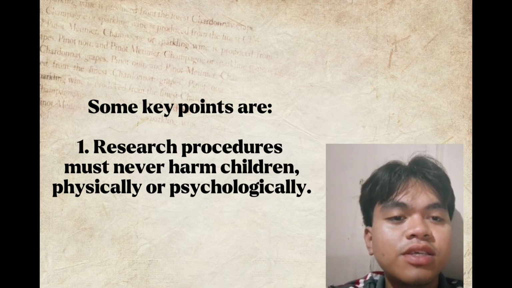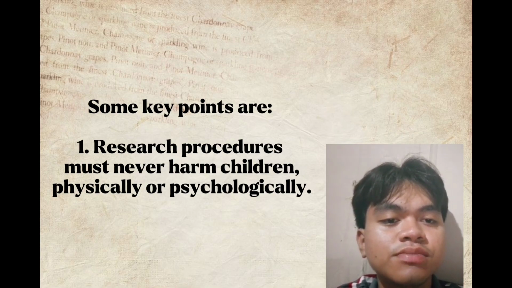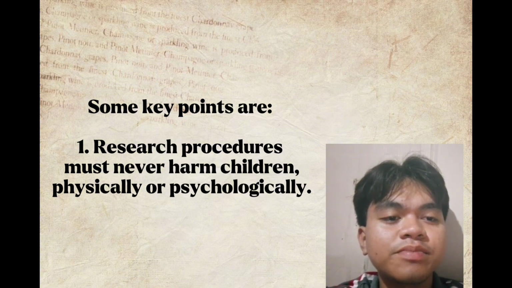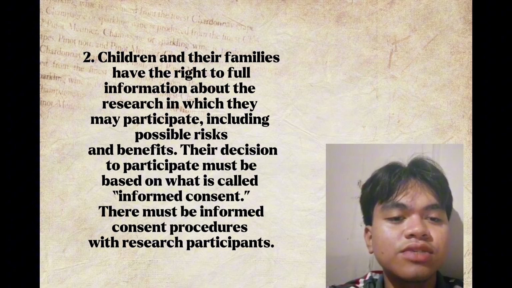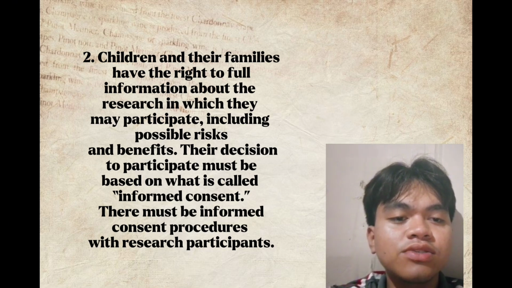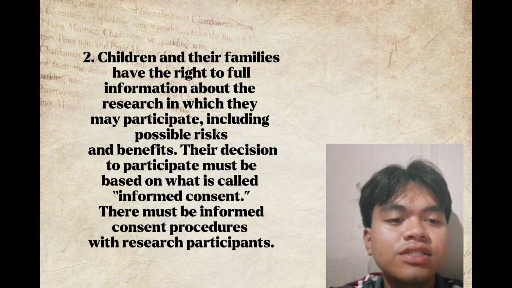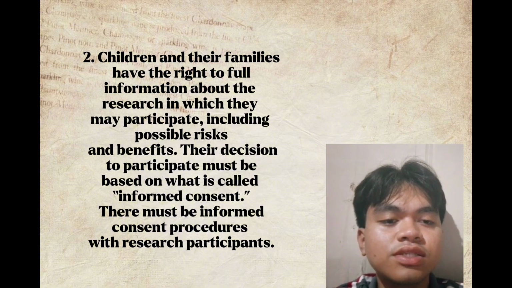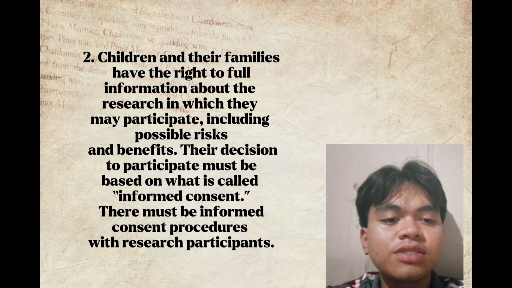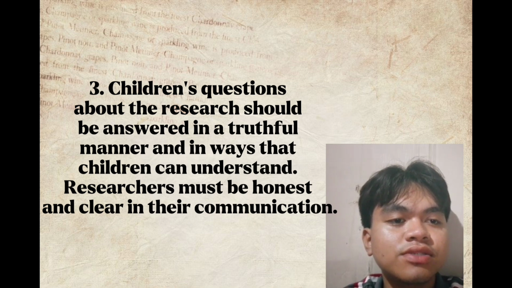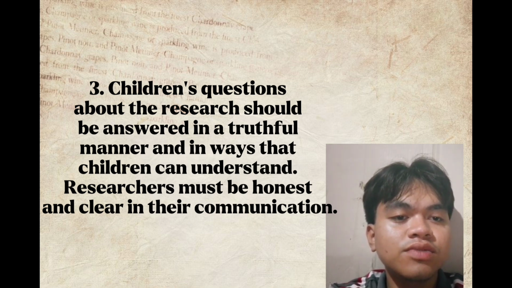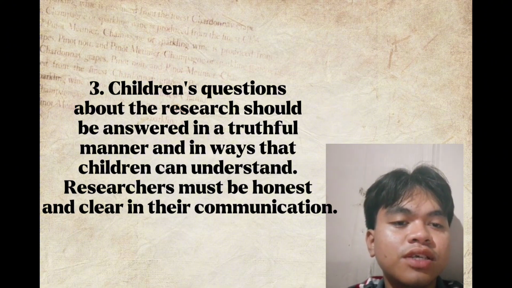Ethical principles. Some key points: research procedures must never harm children physically or psychologically. Children and their families have the right to full information about the research in which they may participate, including possible risks and benefits. Their decision to participate must be based on what is called informed consent. There must be informed consent procedures with research participants. Children's questions about the research should be answered in a truthful manner and in ways that children can understand. Researchers must be honest and clear in their communication.